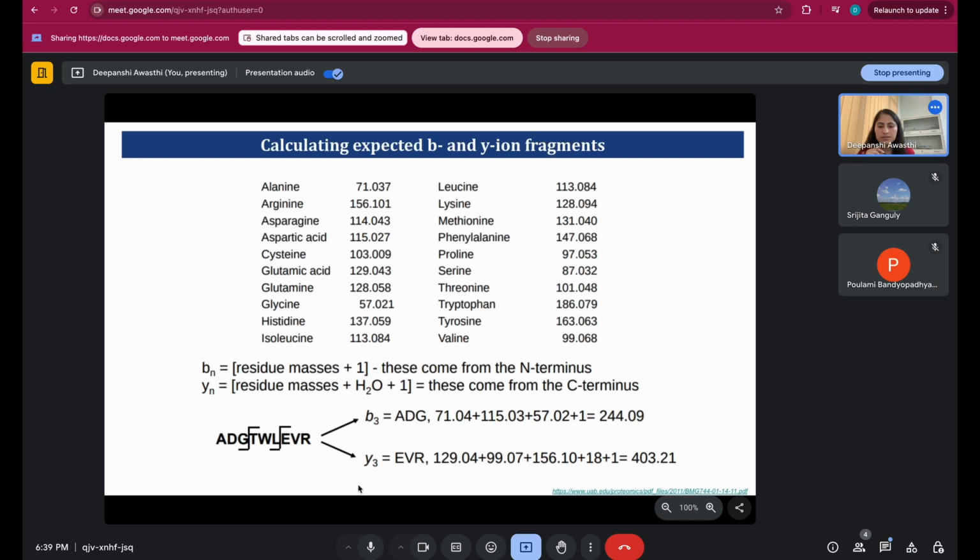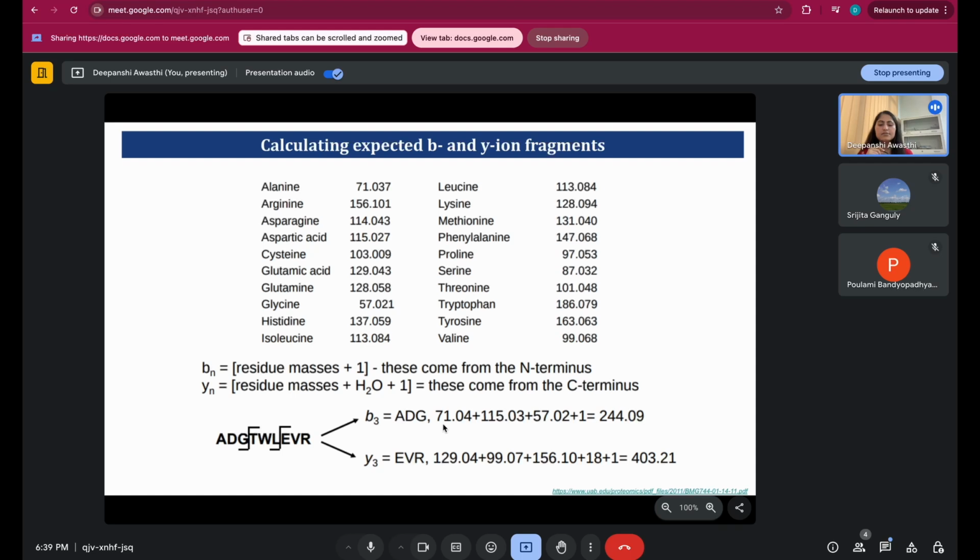Yeah, so similarly it has been shown that Y3 and B3. When we say B3, we read it from the N terminal. So 3 means it will contain 3 residues. If you see here ADG, it has 3 residues from the N terminal. So B3 means ADG. And when we say Y3, it means it contains 3 residues from the C terminal, so it will have a peptide sequence of EVR.